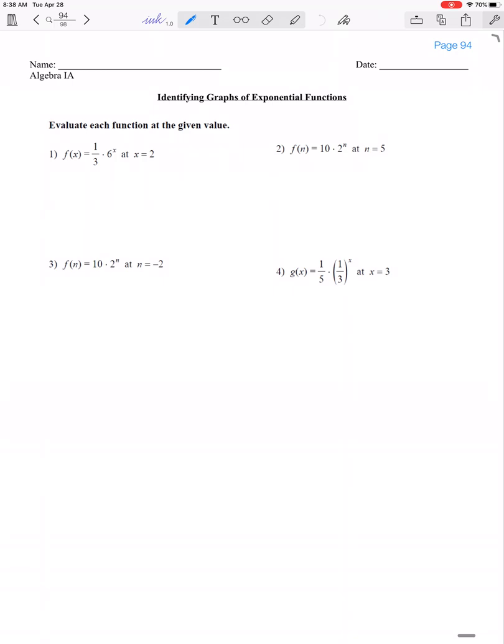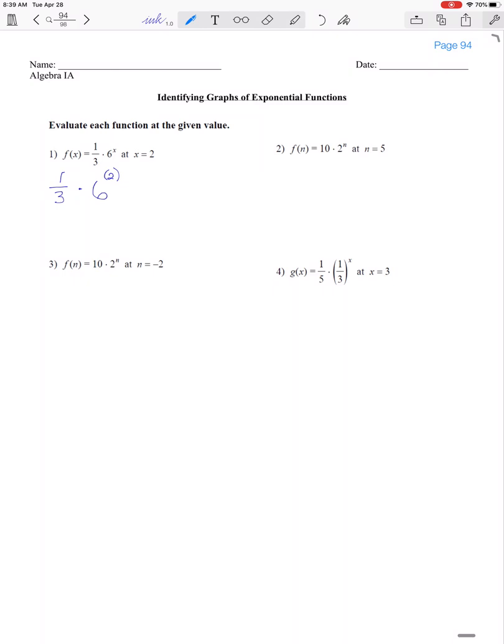So if we take a look, we have 1/3, that dot means times, 6 to the x power at x equals 2. All that means is that since x equals 2, we are going to substitute in 2 for x. So let's take a look. 1/3 times 6 to the second power. So we're going to put that into our calculator.